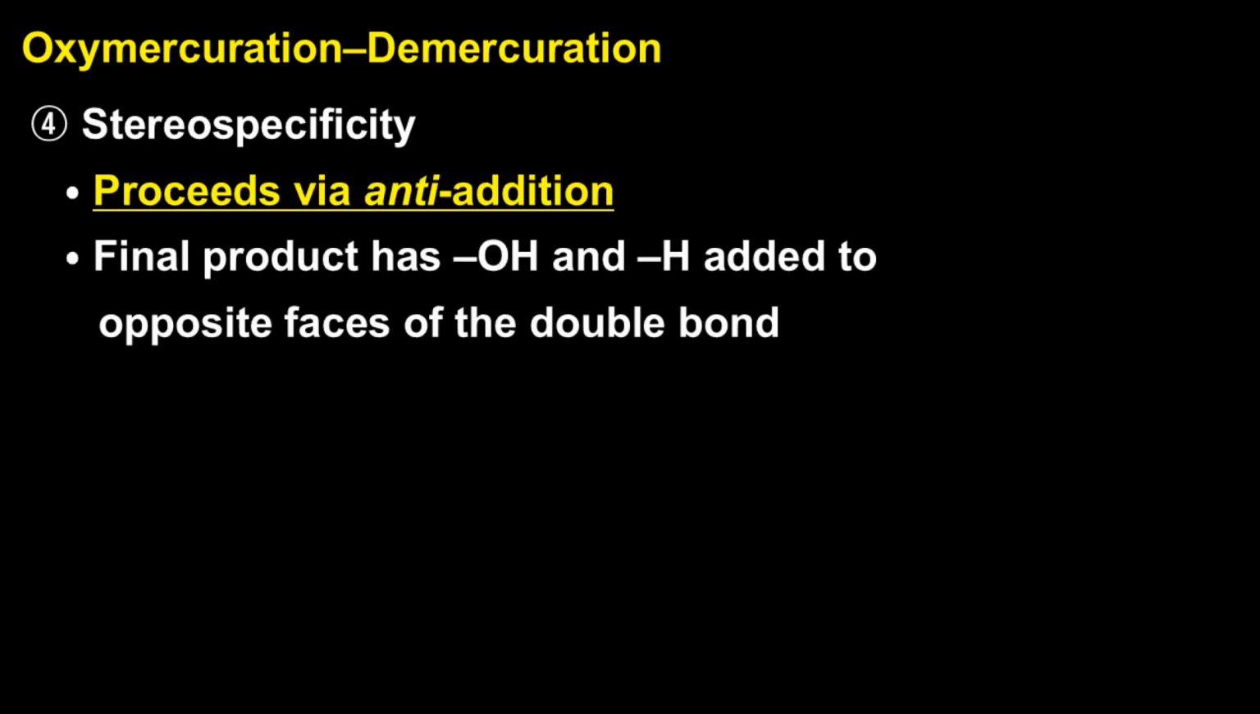Now let's look at stereochemistry. In other words, how the groups add in 3 dimensions. This reaction gives anti-addition. That means the OH and the H end up on opposite faces of the double bond. And that actually makes perfect sense when you think about the mechanism. The water attacks from the front side of the alkene because the back is blocked by the mercury bridge. So the 2 groups can't add from the same side, and that's why the final product always shows anti-stereochemistry.